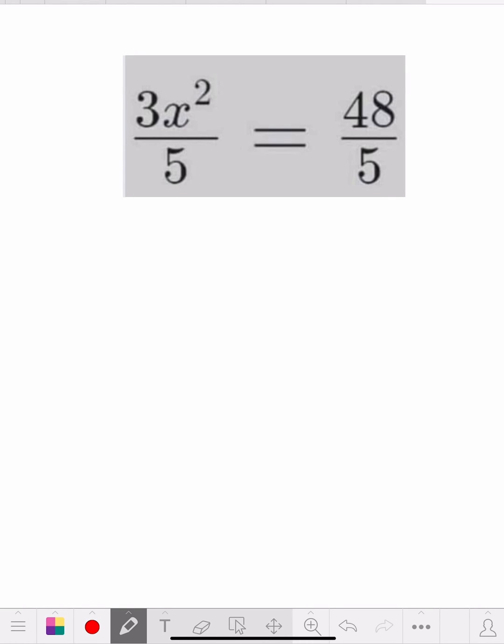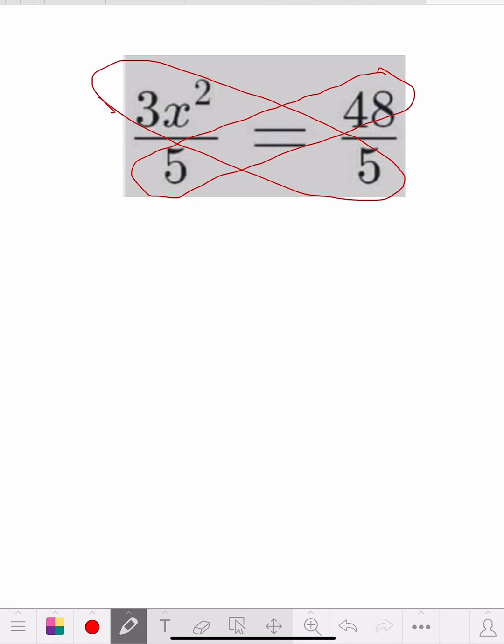The problem I found online today looks pretty good. Okay, it's 3x squared over 5 equals 48 over 5. This is like a proportion type problem. Normally how we could do this, you ready, is we just cross multiply like this. We'll do this. Okay, cross multiply thing.